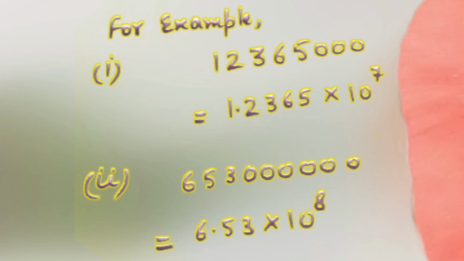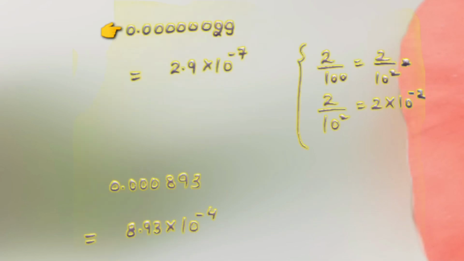Now if it is given in decimal form, for example, 0 decimal followed by 6 zeros, then 2 9. How can we write it down? It can be written with the non-zero numbers 2 and 9, so 2 decimal 9 multiply. Now count the digits as you have applied the decimal here. Before the decimal, how many digits are there? 1, 2, 3, 4, 5, 6, 7. So multiply 10 raised to power minus 7.